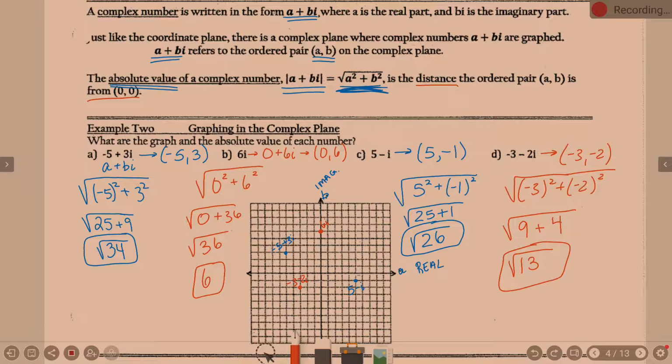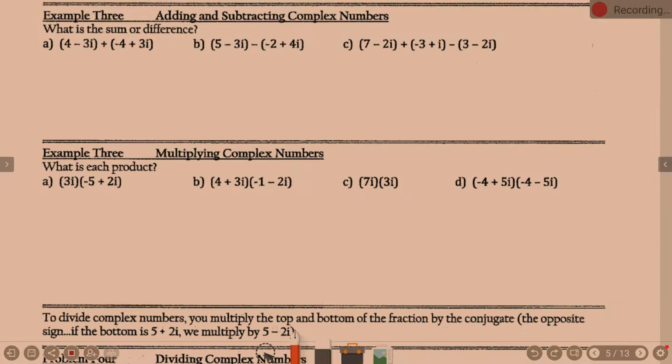Okay. Let's move on to the next page then. Example 3, top of the next page. Notice it says adding and subtracting complex numbers. So now, remember when we talk complex numbers, we're talking about numbers that are in the form a plus bi. So I'm adding and subtracting numbers that are in the form a plus bi.